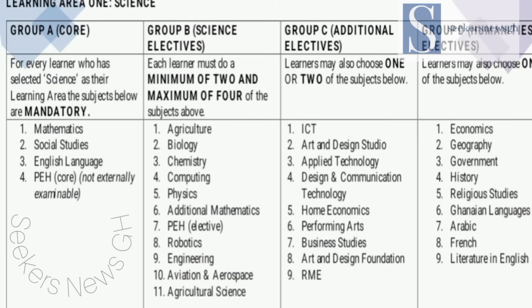Then Group D, we have learners may also choose 1 of the subjects below, that is economics, geography, government, history, religious studies, Ghanaian language, and so many, French, Arabic, literature, and all that. Now, let me explain this. This is what the schools are going to do.